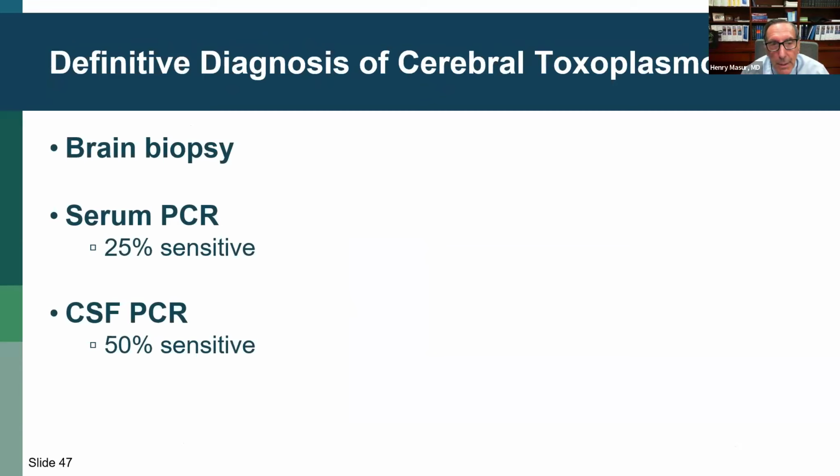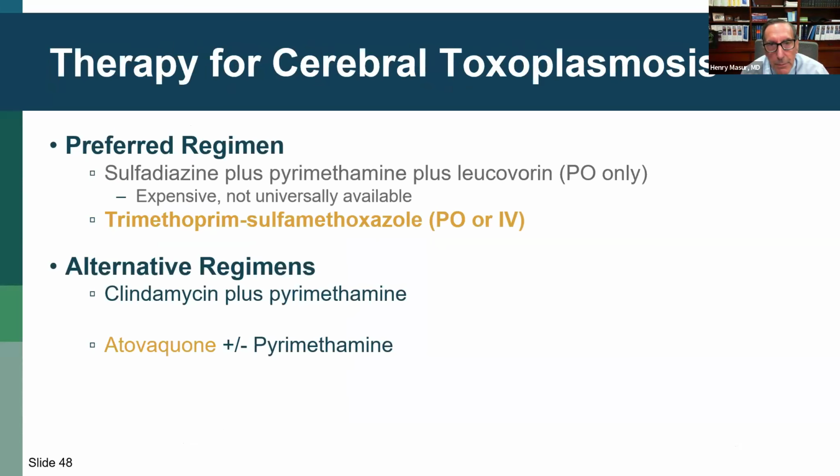So the definitive diagnosis is brain biopsy. If you're lucky and have a serum PCR for toxo that's positive, or CSF PCR that's positive, you have your diagnosis. But as indicated here, it's not 100% sensitive. The therapy: sulfadiazine-pyrimethamine is the traditional choice. It's expensive. It's not often available. Trimethoprim-sulfamethoxazole is not as well studied, but it appears to be just as good. So I think that really is practically the drug of choice.